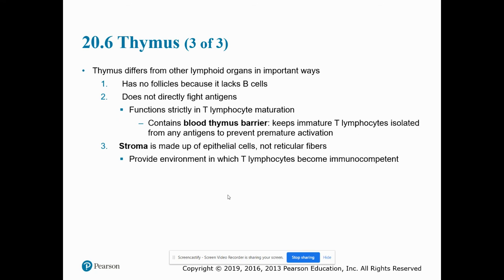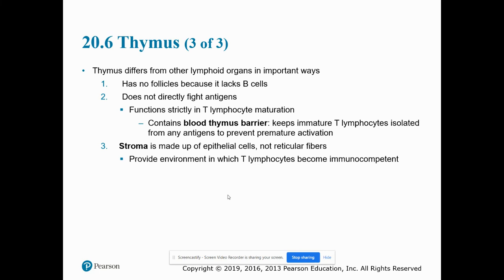The thymus is different from other lymphoid organs in 3 important ways. 1, it has no follicles because it doesn't have any B cells. 2, it does not directly fight antigens. It functions strictly in T lymphocyte maturation. It contains the blood-thymus barrier, which keeps immature T lymphocytes away from antigens to make sure they don't become prematurely activated.